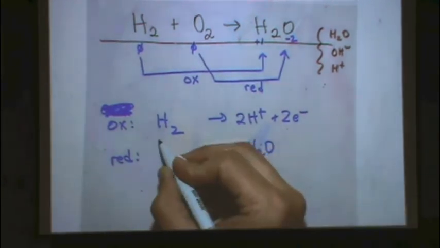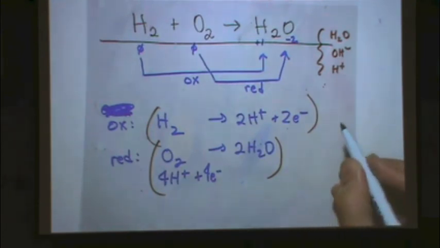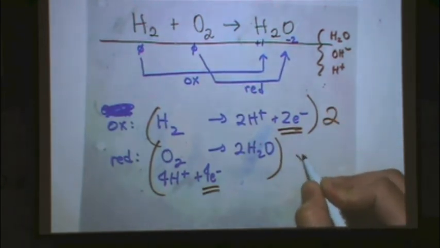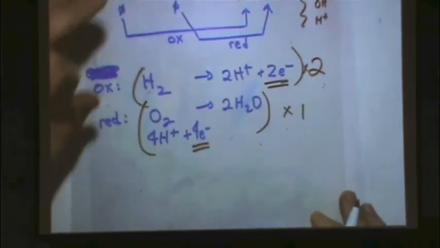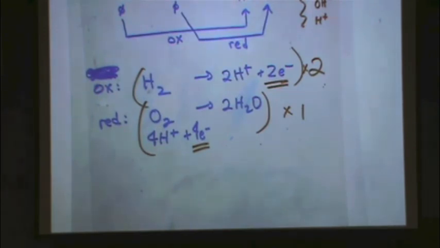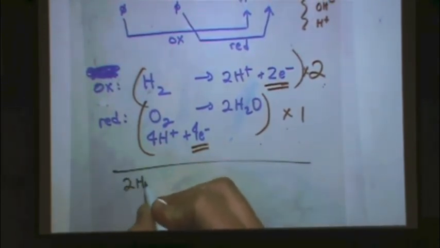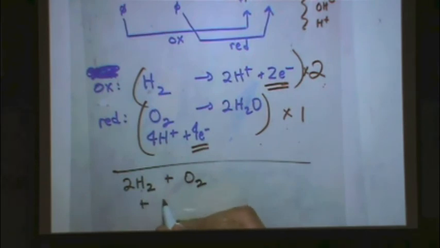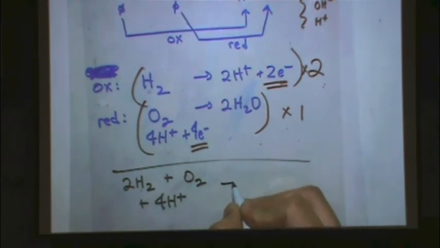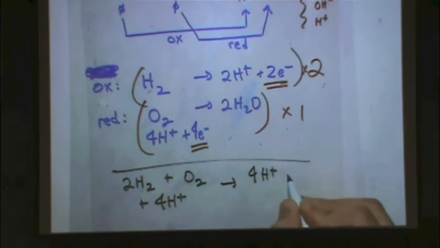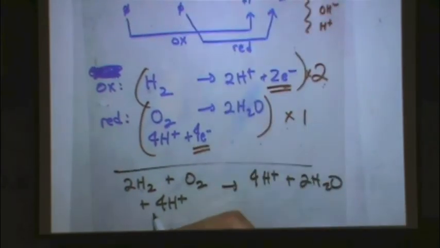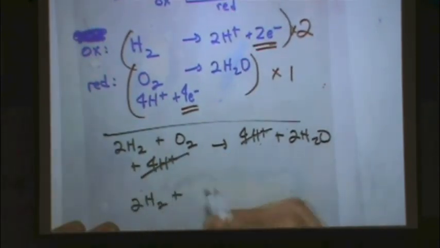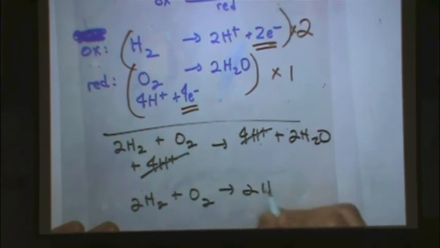Alright. Now I multiply the top by 2 and the bottom by 1. Remember the electrons must cancel. And we'll add these things up. So 2H2 plus O2 plus 4H plus goes to 4H plus plus 2H2O. Simplify. 2H2 plus O2 goes to 2H2O.